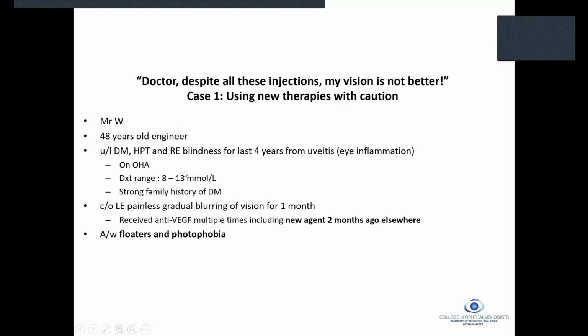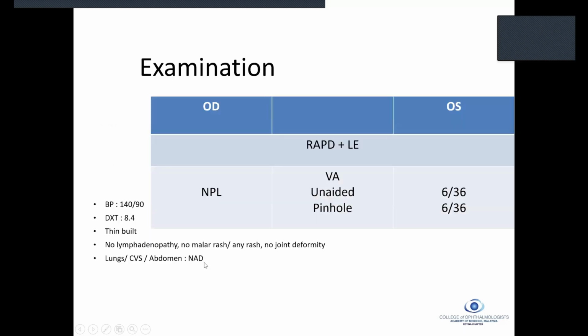And unfortunately, he lost his right eye to a very severe uveitis prior to this. Now, he was a diabetic on oral hypoglycemics, not too bad in terms of its control, but a strong family history of diabetes. And his left eye, which was his good eye, had been going downwards for the last 1 month. Elsewhere, he had received anti-VEGF treatments. Understandably, he has got PDR and DME, and they were trying to relieve the problems of the DME. And they started a new agent as well 2 months previously. He said after he received the injection, there wasn't much improvement, but there were more floaters and more photophobia.